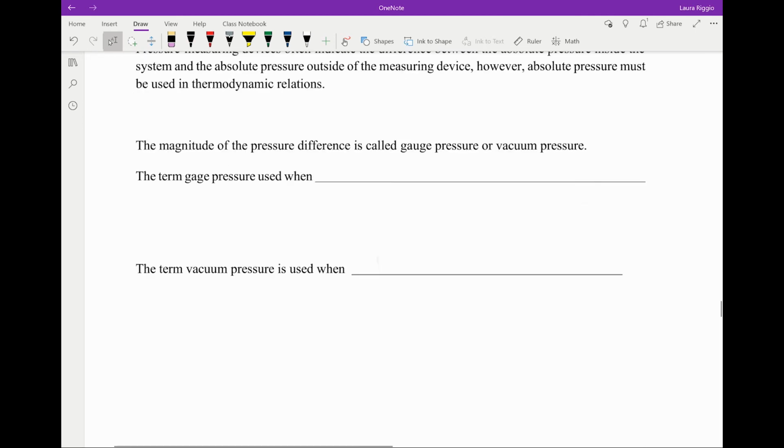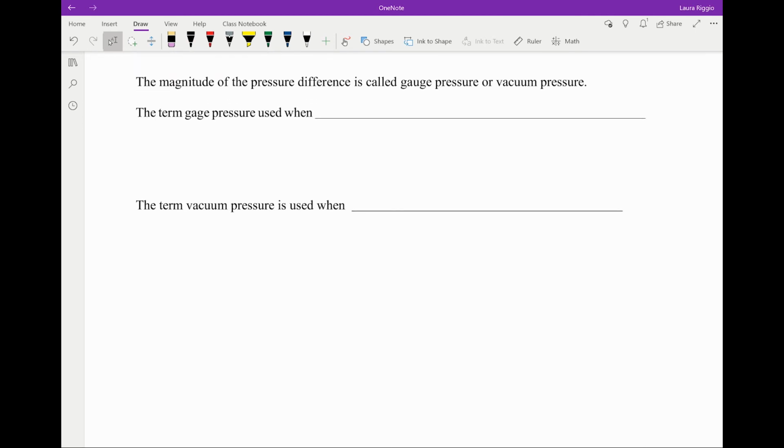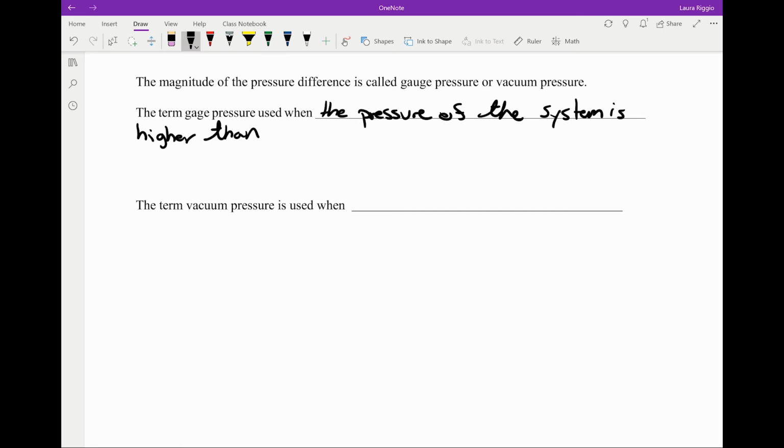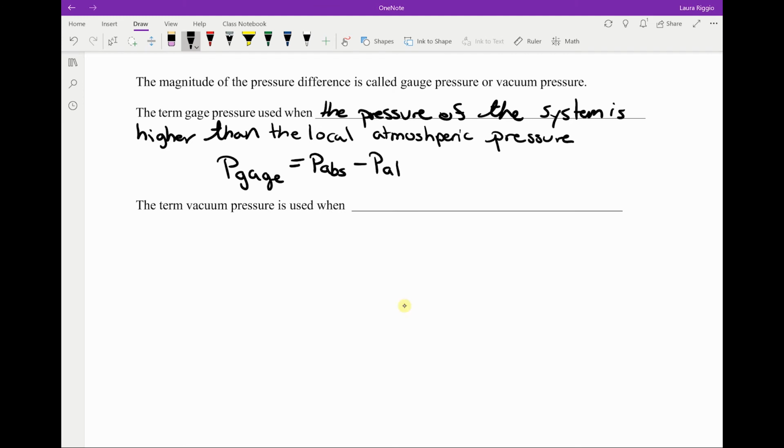The magnitude of this pressure difference is called gauge pressure or vacuum pressure, where gauge pressure is when the pressure of the system is higher than our local atmospheric pressure, so P gauge is P absolute minus P ATM.